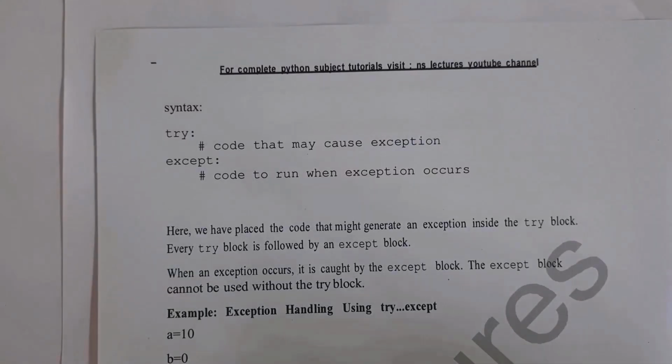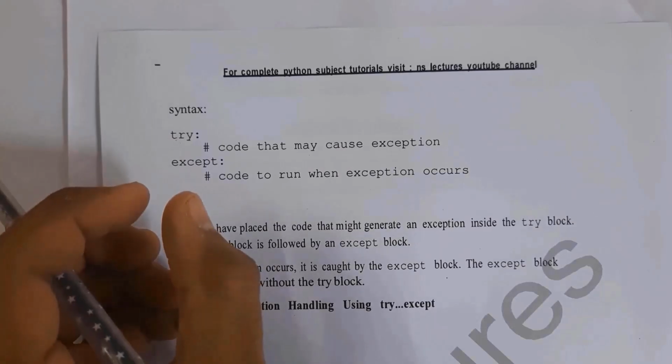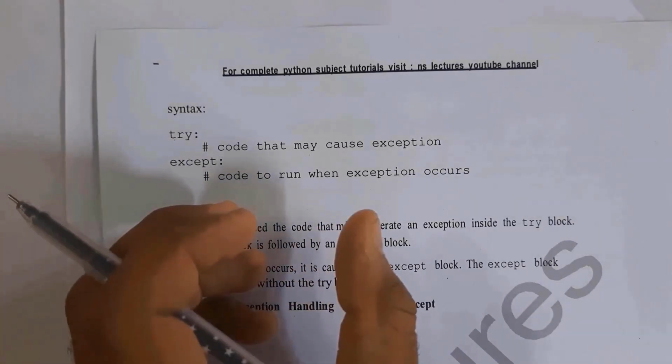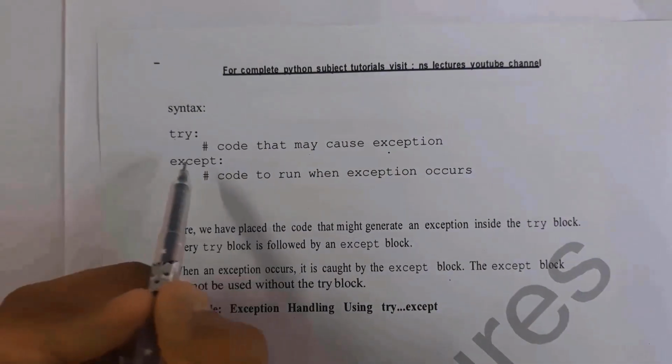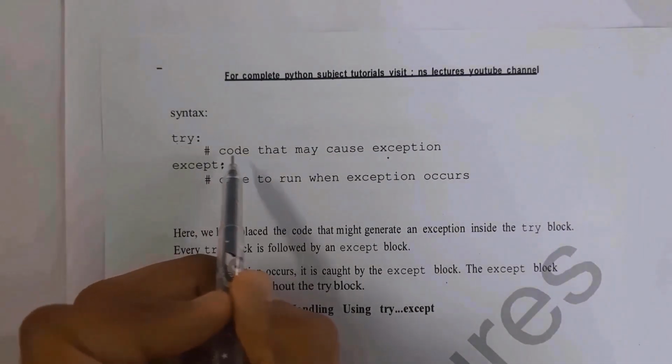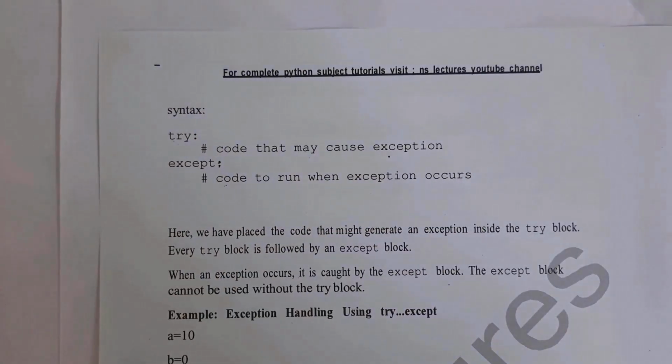This is the syntax of try and except block. Just write here try, give colon. Inside this try block, you need to place risky code, that is nothing but code that may cause an exception. And next I took here an except block. If an exception does not occur, then whatever code is present inside the try block will be executed. If an exception occurs, then whatever code is present inside the except block will be executed.